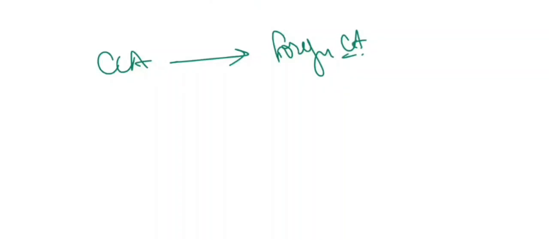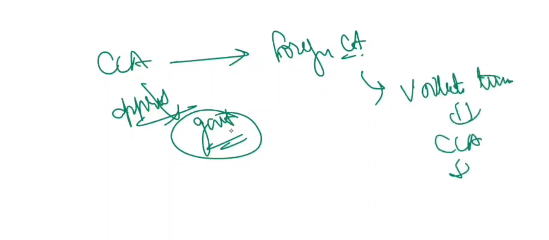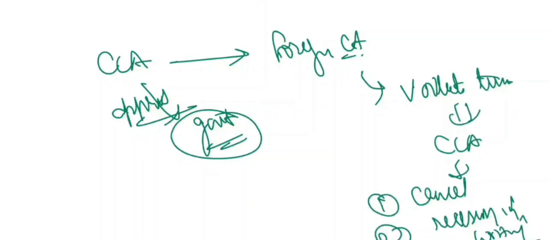Suppose the foreign certifying authority violates any condition or any term. In that case, what will the CCA do? They will cancel its recognition, and they must record the reason in writing. Okay, so this is the reason. This power is clearly provided under the IT Act.